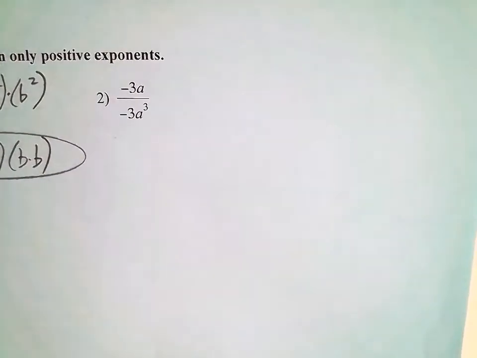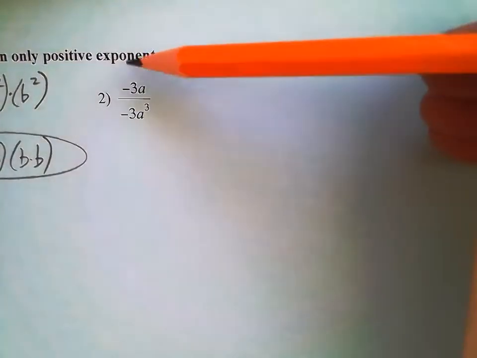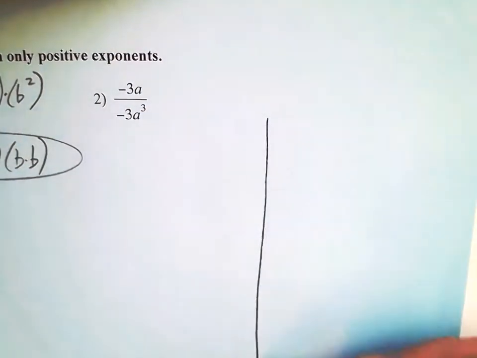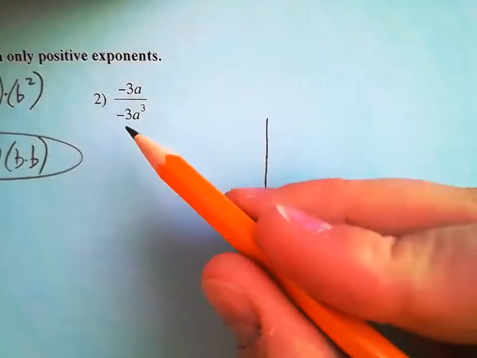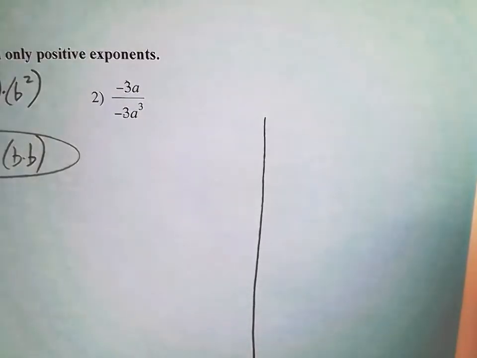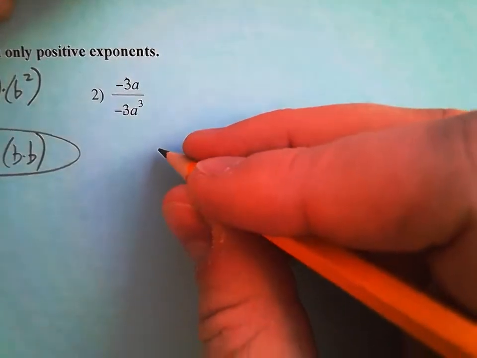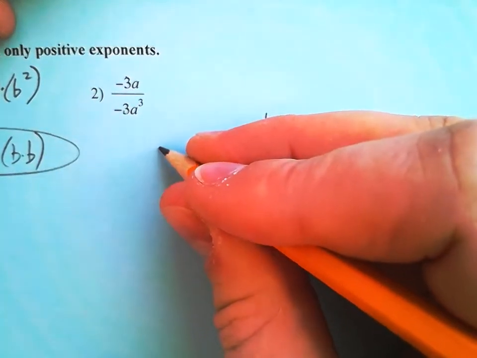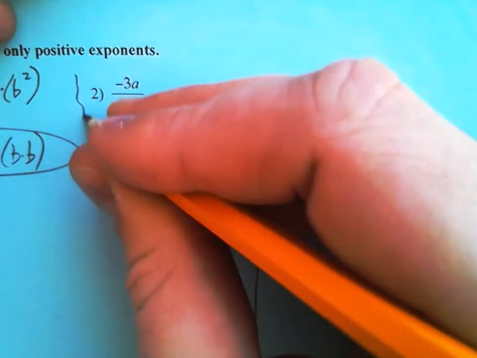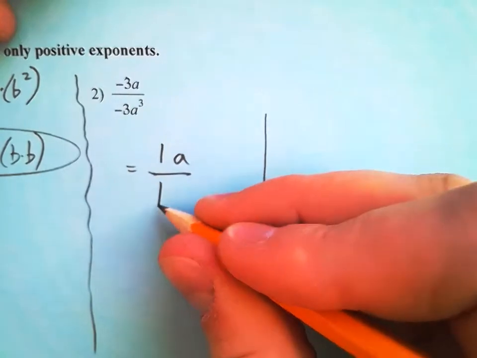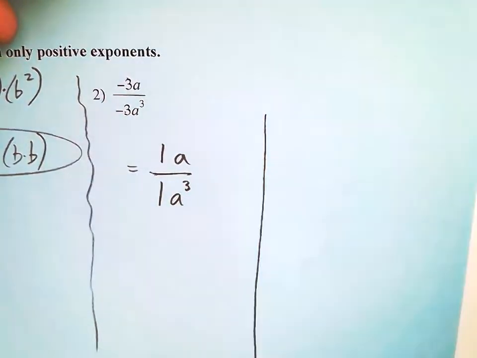Number 2, -3. I'm going to do this one 2 ways here. So -3 divided by -3 would simplify just to -1 over -1, or +1 over +1 actually. So really it's equal to 1a over 1a cubed.